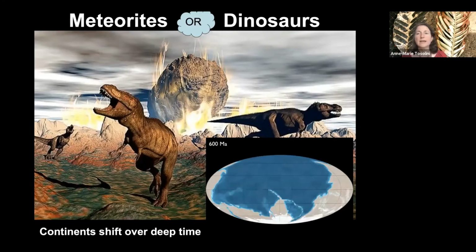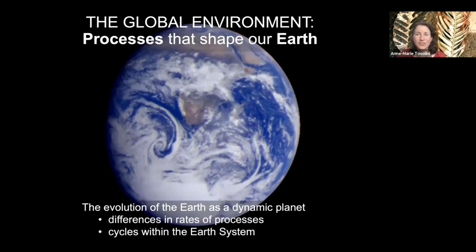So we'll be looking at understanding how we know about these interactions between the lithosphere and atmosphere, and how those climate drivers are really significant in changing Earth's climate in the past, but we can use that to understand how to mitigate against climate change in the future. So these are the processes that shape our Earth.